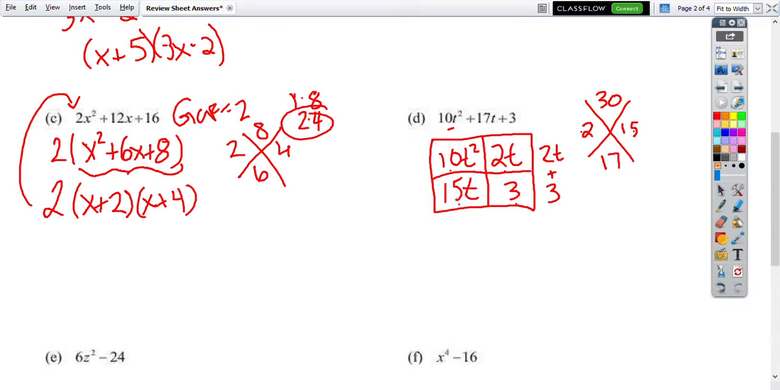Going down, the 10t squared and the 15 have a 5t in common. And the 2t and 3 don't have anything in common, so we're going to take out a positive 1. Remember, we're starting with a positive, so that's why it's a positive sign here. Okay? All right, and there's our two factors. So 2t plus 3, and then 5t plus 1.